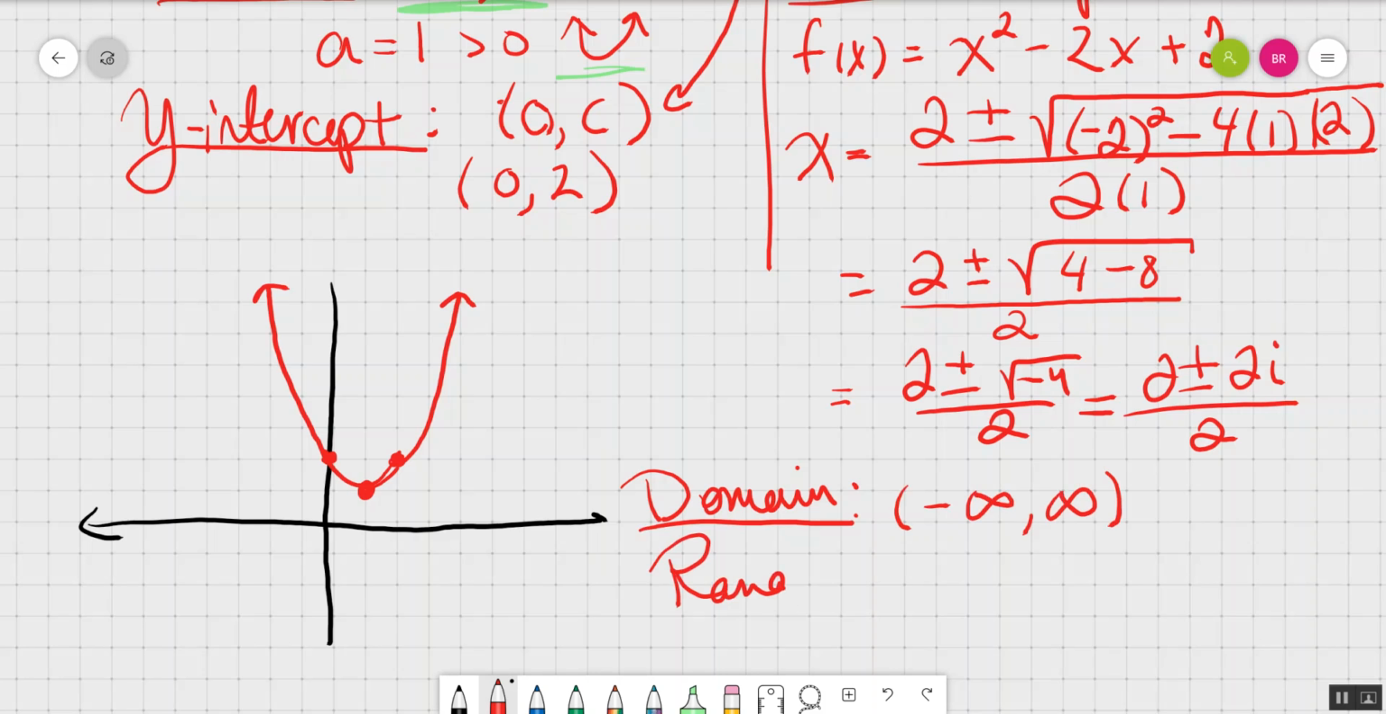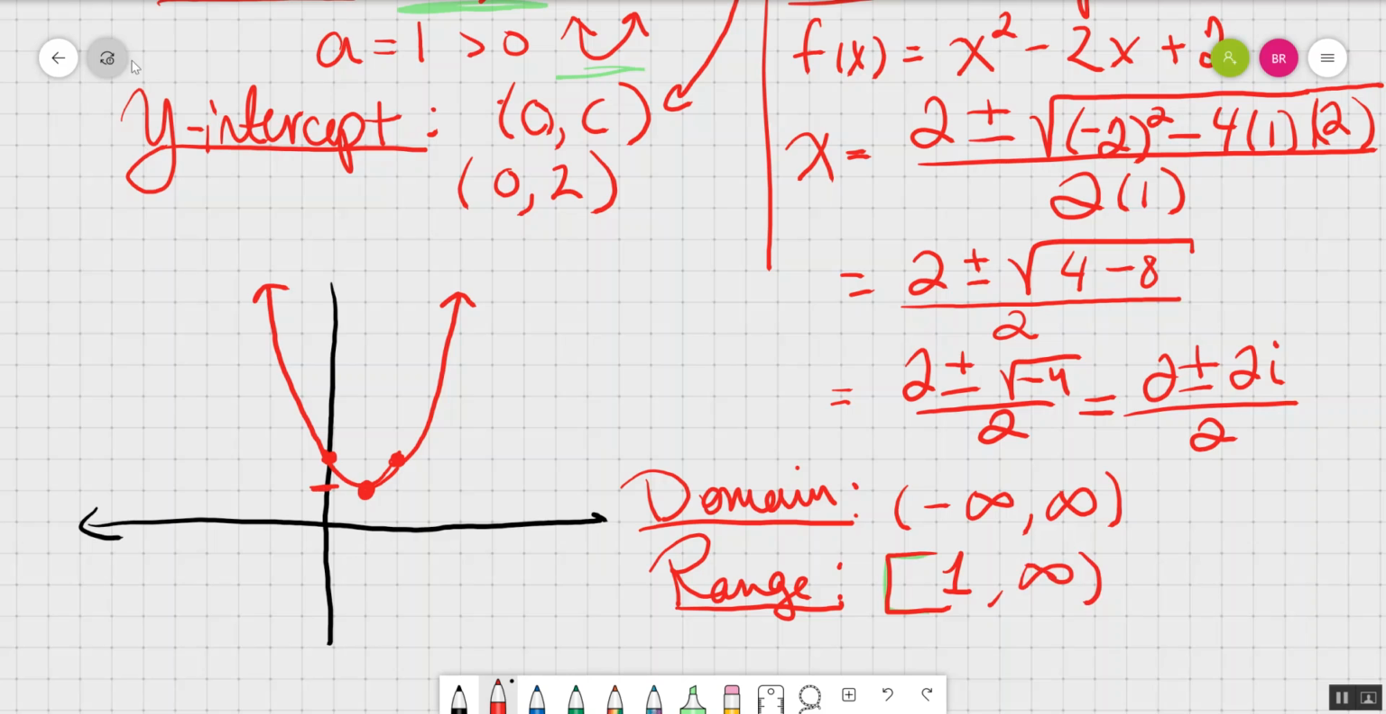Here's the thing that's new though, the range. The range, if you remember, is the possible y values that you can get. So looking at the vertex, the smallest it can be, since this opens up, is my y value of 1. And then since these arrows go up forever, which means it continues on, my range is from 1 to infinity. So remember, y values, so 1 and up.